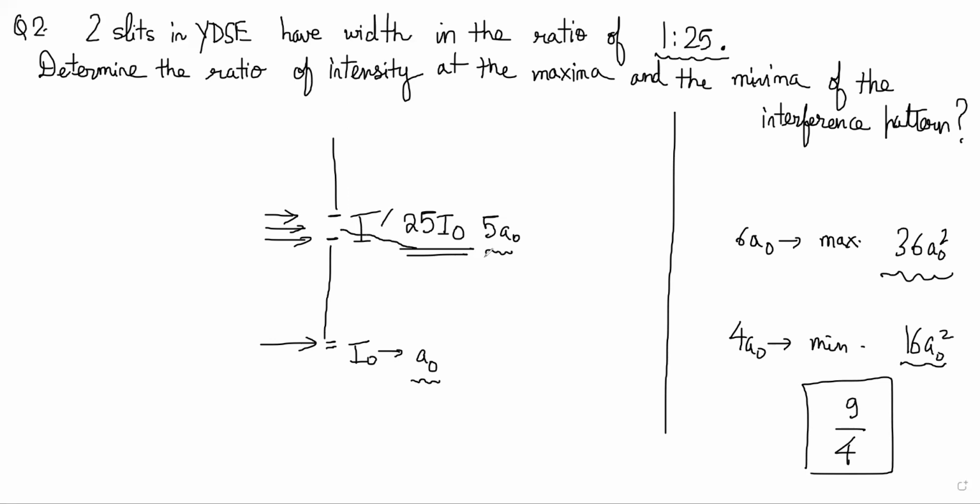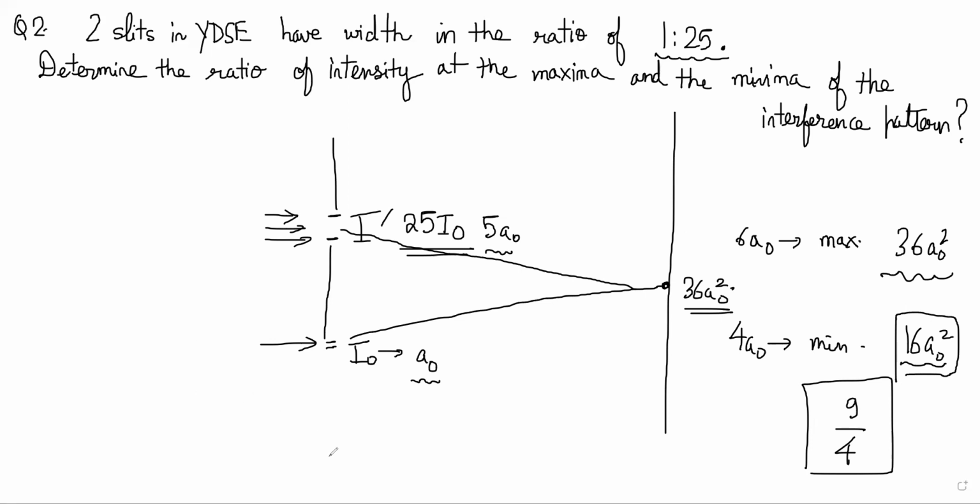So at the central point, the intensity should have been 36 E naught square, because at the central point there is no phase difference. This is a maximum, and then minima will happen, which will be 16 E naught square. Okay.